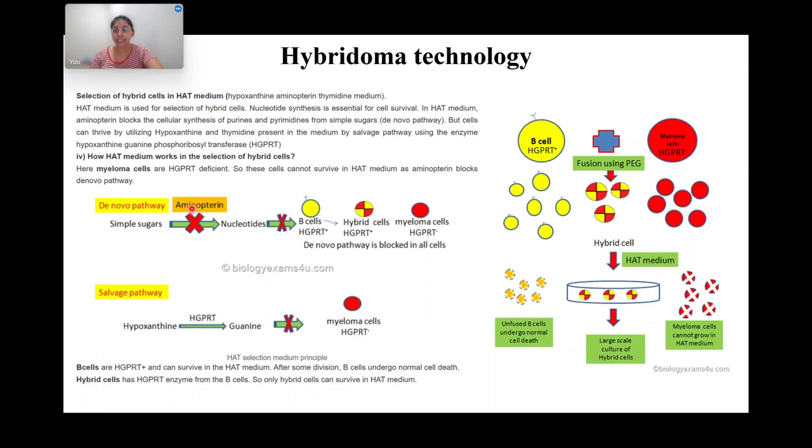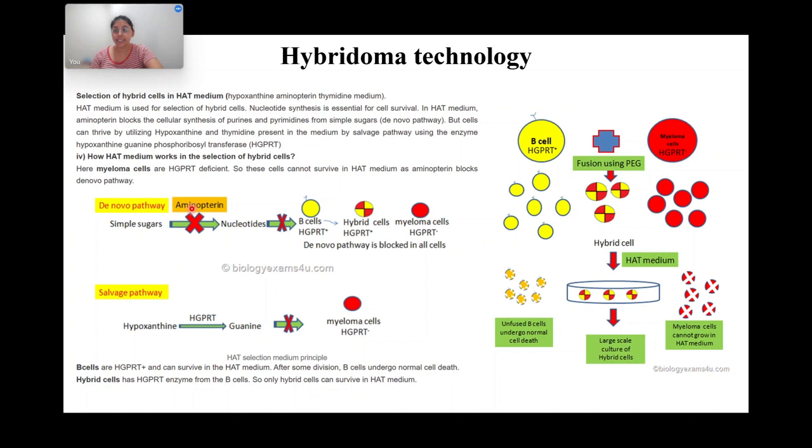So if you see this flowchart now, we have B cells which are HGPRT positive, and myeloma cells which are HGPRT negative. Fuse them up, you get B cells, myeloma cells and hybrids. Only B cells will grow on this HAT media because they have HGPRT, they will be able to use hypoxanthine. But after a certain point of time, they will die because of their normal lifespan. Myeloma cells, on the other hand, could have grown indefinitely had they had this enzyme. But because they don't have it, they will not be able to follow the salvage pathway, because of which they will die no matter how cancerous they are.